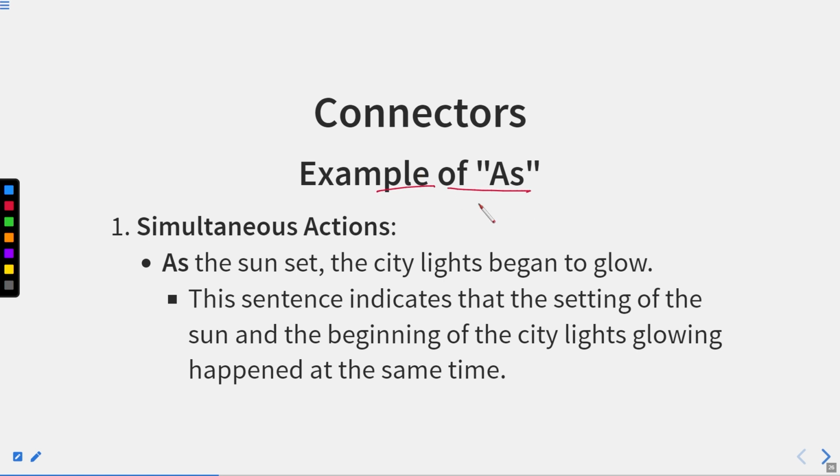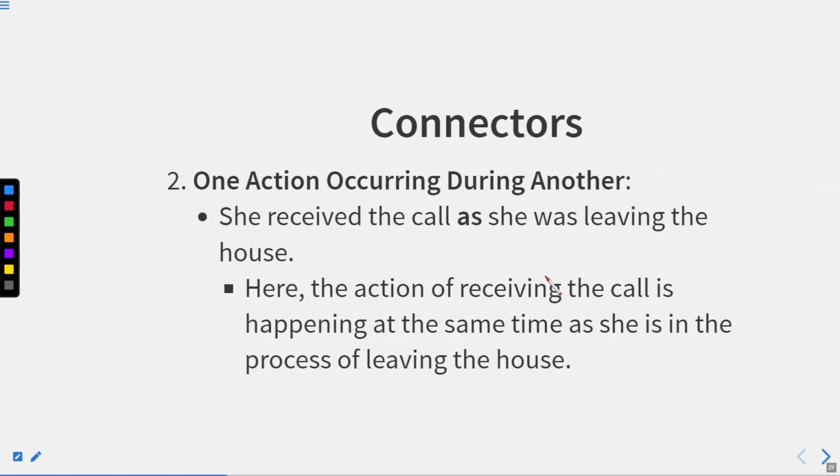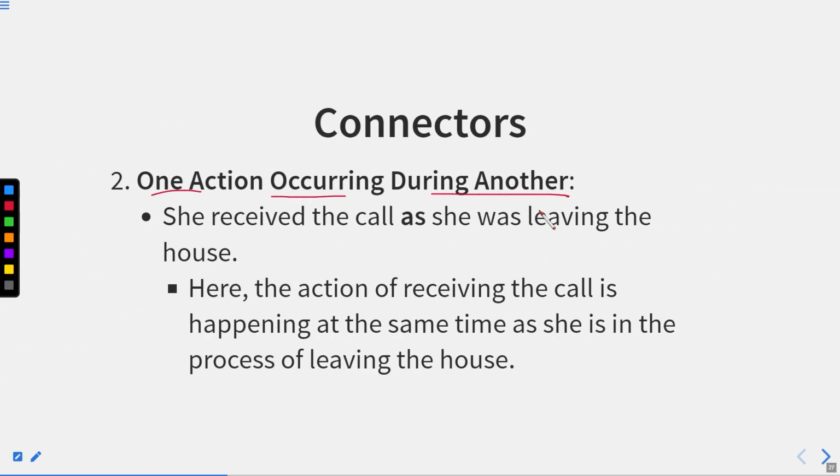Now let us have some examples of "as". Simultaneous actions: as the sun set, the city lights began to glow. The sentence indicates that the setting of the sun and the beginning of the city lights glowing happened at the same time. One action occurring during another: she received the call as she was leaving the house. Here, the action of receiving the call is happening at the same time as she is in the process of leaving the house.